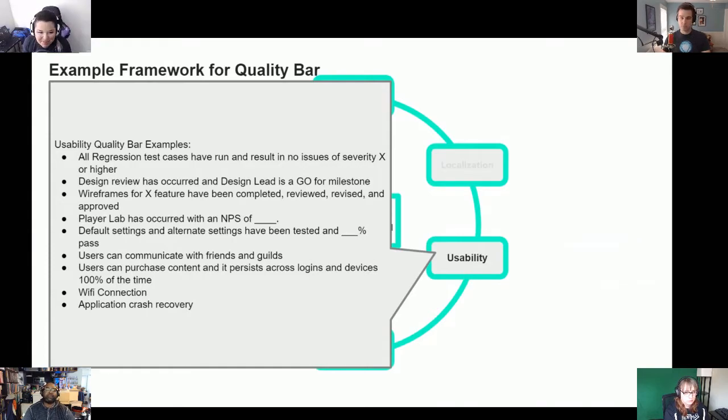And then Myron mentioned NPS, Net Promoter Score, earlier. Player Lab has occurred with an NPS of blank, right? Just a couple of examples. Take a look. I have a lot more here. But usability is one where I think this is what QA people do, this is humans using human brains, usually in usability. So we can come up with some really cool stuff here.